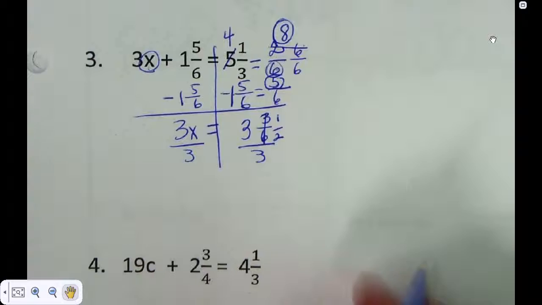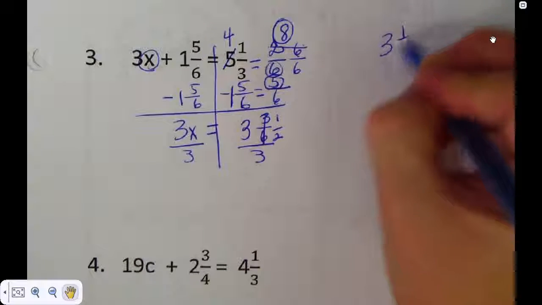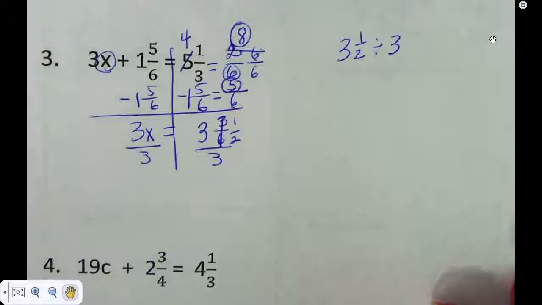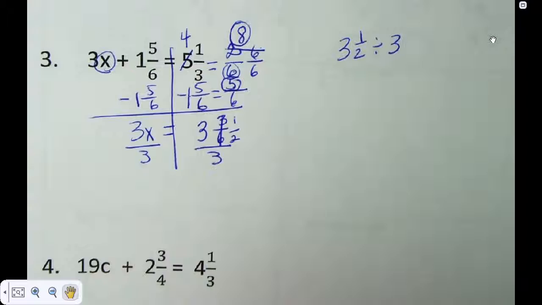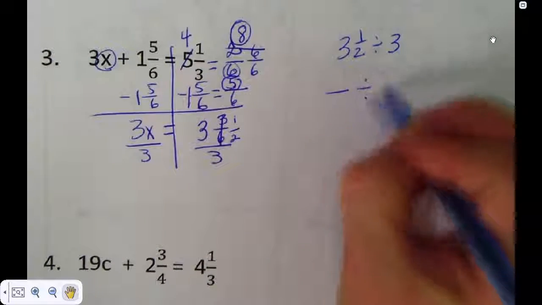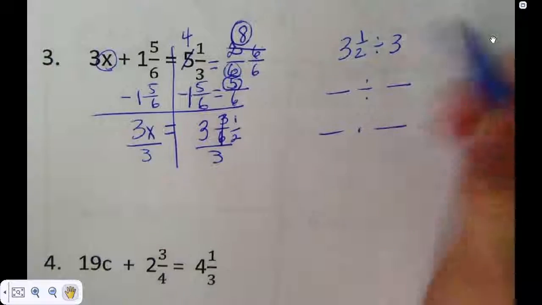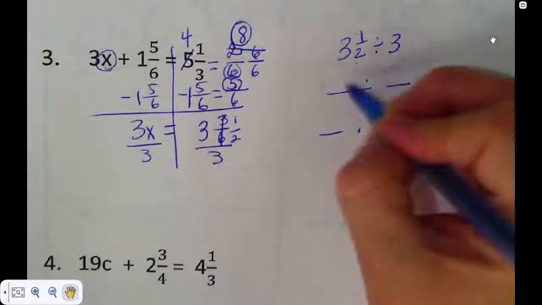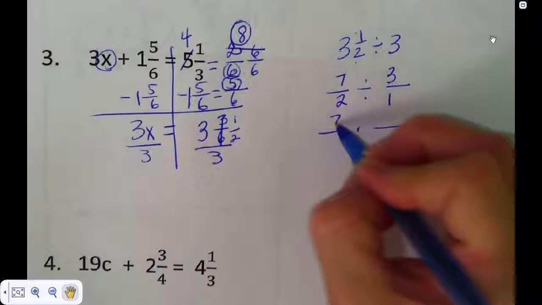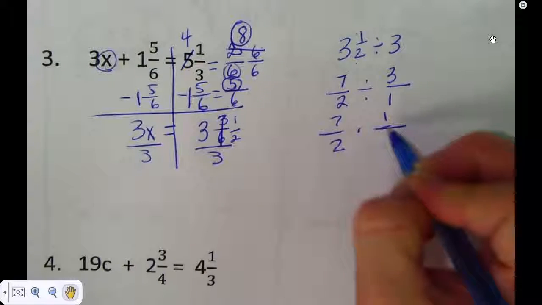Okay. We're going to come over here and we're going to put 3 and 1/2 divided by 3. We certainly could change that to a decimal, couldn't we? But, oh, we're not. So what does 3 1/2 equal? 7 over 2 divided by 3 over 1.